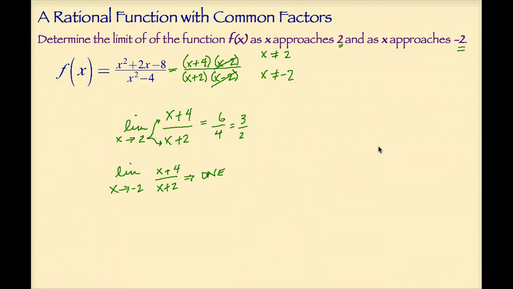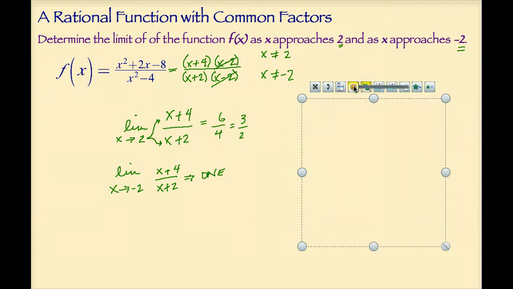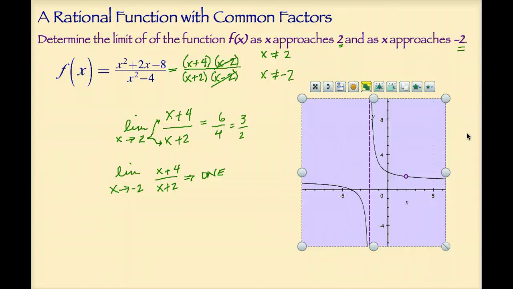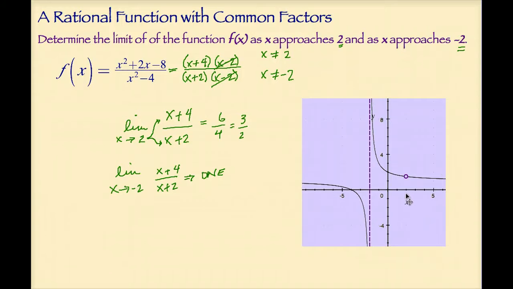Now let's look at the graph of the function to see if our conclusions are verified. And as you see, they are. At x equals 2, we see a hole in the graph, yet a limit exists there. The limit is 3/2. At x equals -2, we see a vertical asymptote, exactly what we expected. Unbounded behavior as we approach -2 from the left, unbounded behavior as we approach -2 from the right. The unbounded behavior, of course, indicating that a limit does not exist at -2.